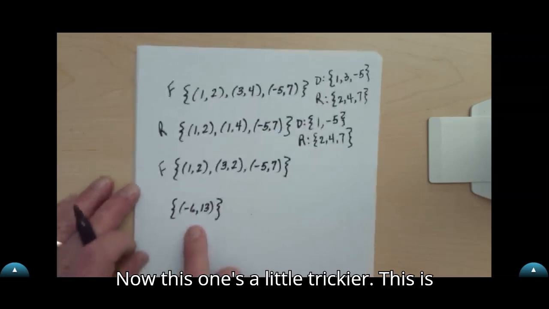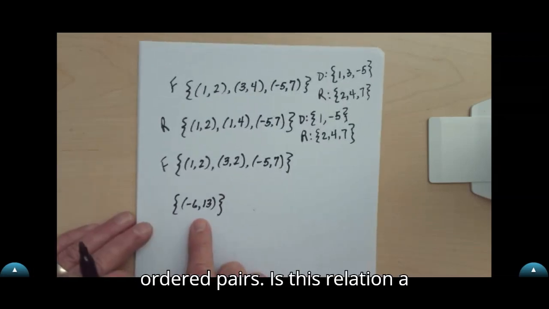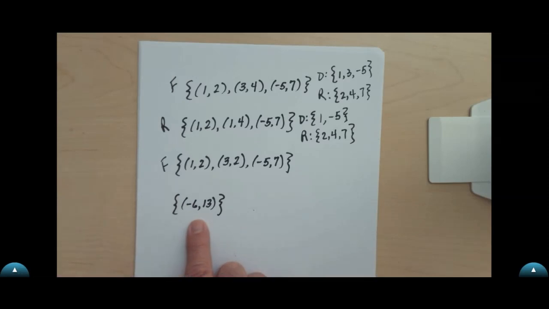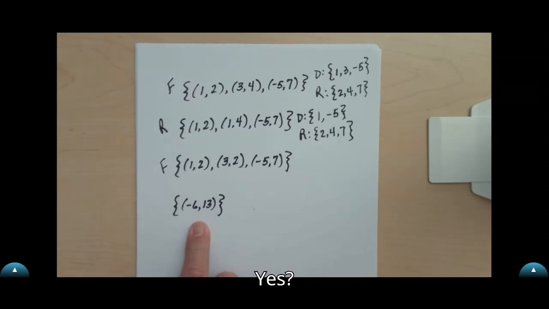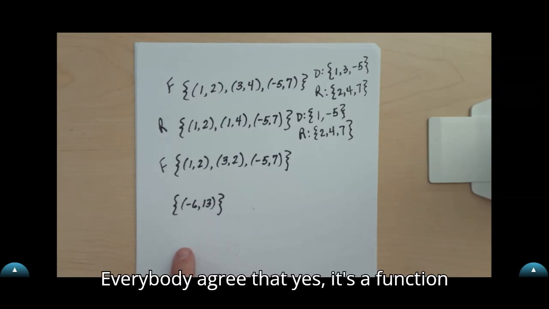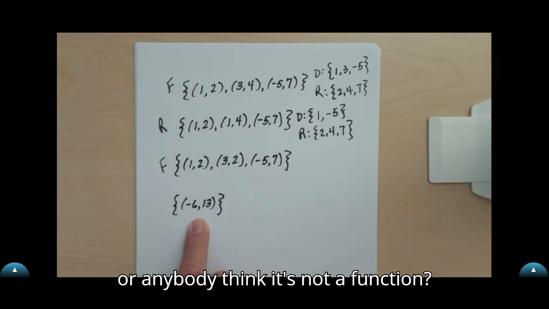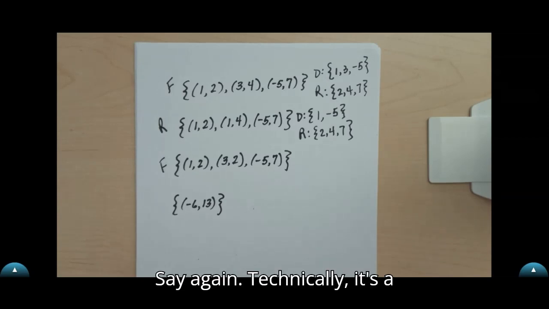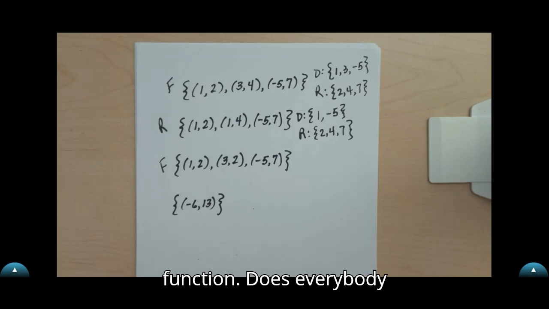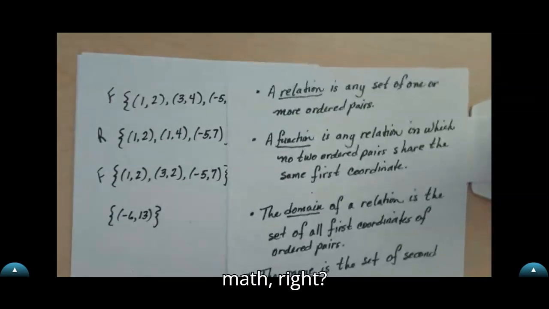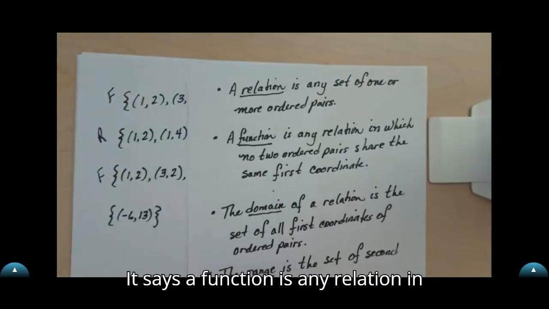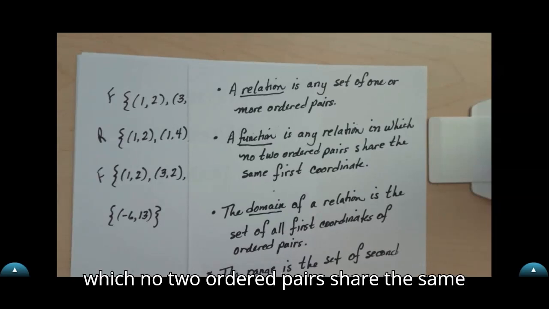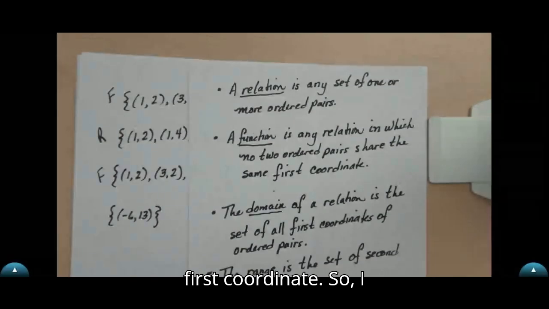Now this one's a little trickier. This is a relation. It's a set of 1 or more ordered pairs. Is this relation a function? Yes? Everybody agree that yes, it's a function, or does anybody think it's not a function? Technically, it's a function? Does everybody agree with that? Because technically is all we care about. This is math, right? It says a function is any relation in which no 2 ordered pairs share the same first coordinate.